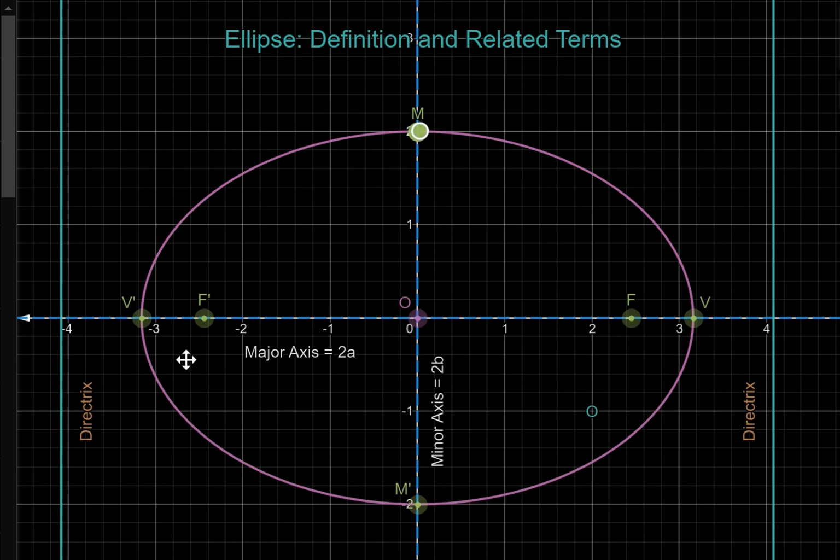The other vertex, which we call the co-vertex, is the intersection of the ellipse with the minor axis, labeled as m and m dash. The length of this is 2b. So the other term, y squared over b squared, that is this b. b is the distance from the origin to the co-vertex. Correct? So that is how the vertex and axis are related.